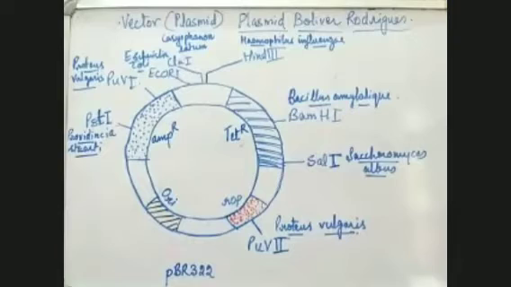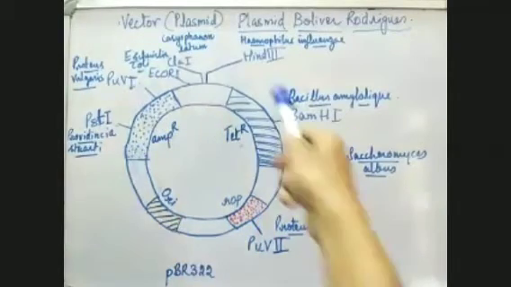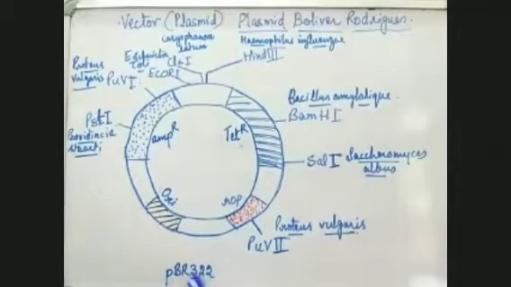This vector, PBR322, is one of many vectors that have been formed. Like we get different things in the market which are made in factories, the vectors are also now commercially sold. They are made in the labs and then they are sold. This is one of the vectors which is sold, and the name is PBR322. This is a vector in which we will put our desired gene, and then this vector can go into the host, where our desired gene will multiply.